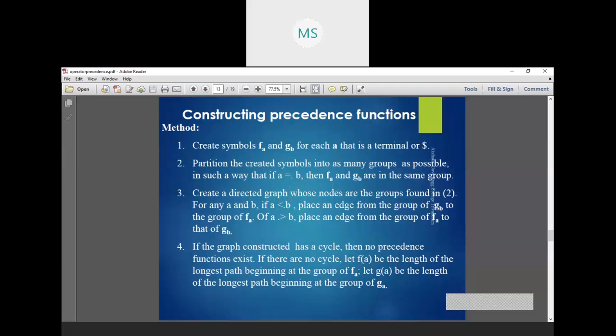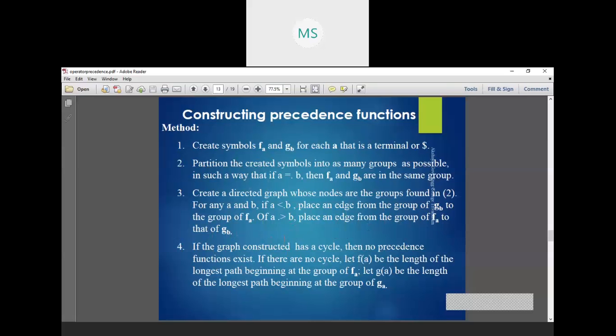Then create a directed graph whose nodes are the groups found in step 2. Then I want to make a graph between a and b. How can I write the edges? For any a and b, if a is less than b, assume there is a relationship between plus and star, there is a less than, then place an edge from the group of g of b to the group of f of a. If a is greater than b, then place an edge from the group of f of a to the group of g of b. I will show in the diagram what step 3 indicates.